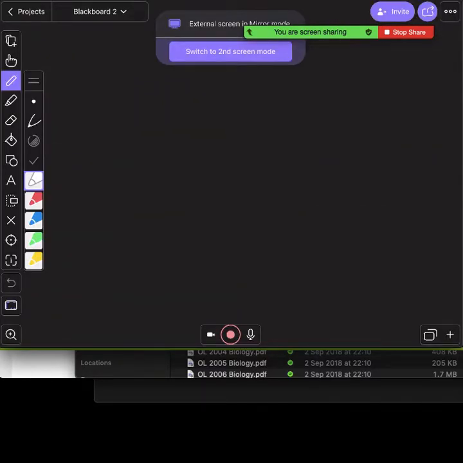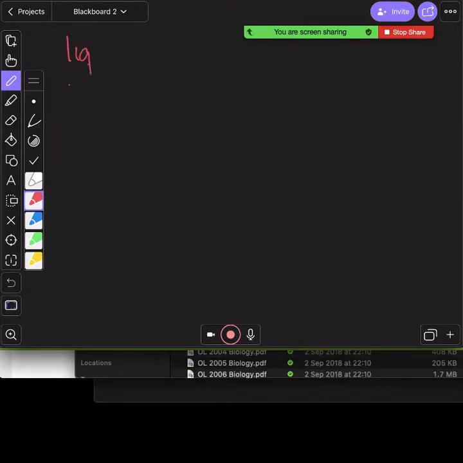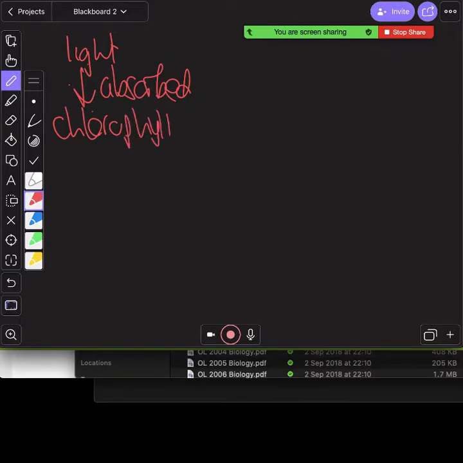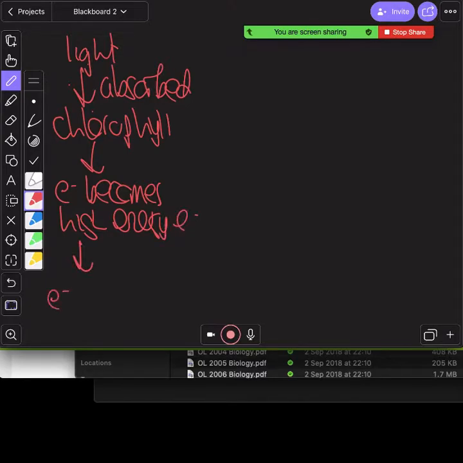So this time I'm going to start on this portion over here and it gets the exact same start. So you're not writing anything. It's in the wrong place now for my left hand. So this is the part you had written yesterday. So light was absorbed by chlorophyll. Electrons become high energy electrons and they're picked up by an electron acceptor. Okay, so that's the part that you had yesterday.